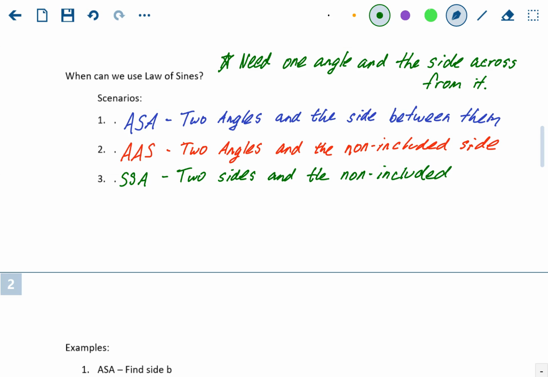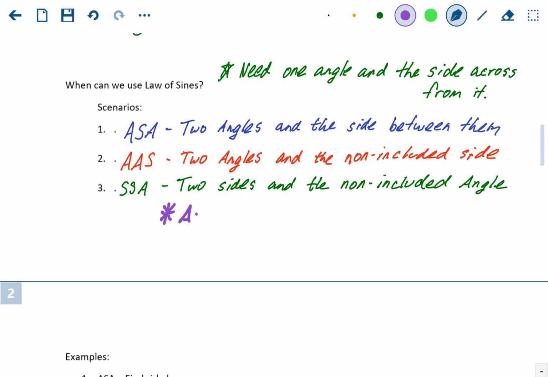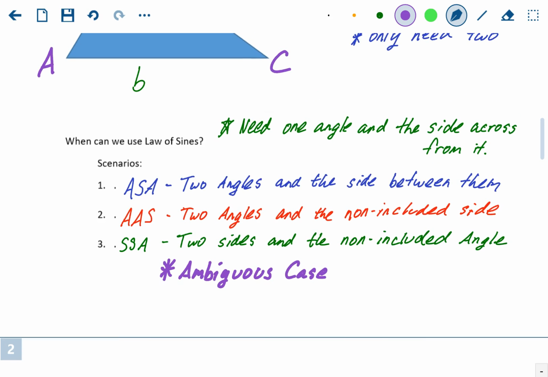Okay. Now there is something special about side side angle. Side side angle is what's called an ambiguous case. So remember, sometimes in math we do everything right, but we get the wrong answer. That's what happens in this.